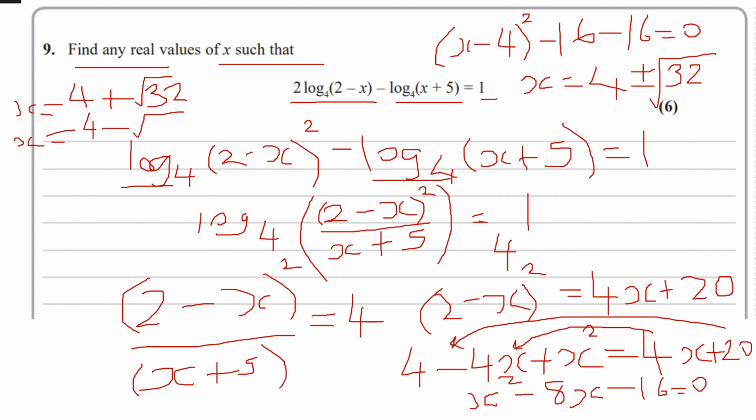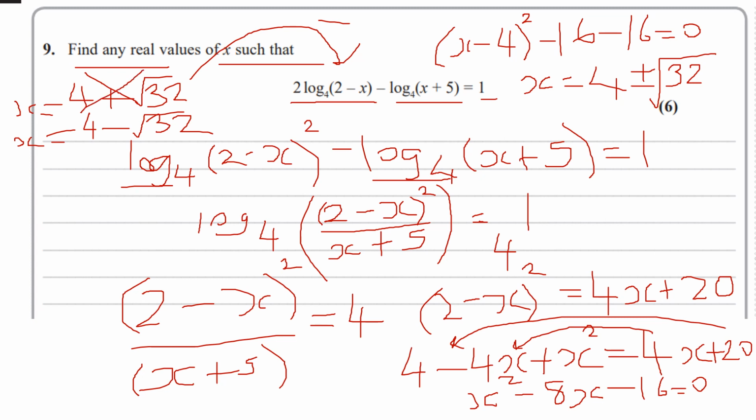Now, why does the question say find any real values of x? Because a logarithm has to be equal to 1 or more. So I can't have a negative logarithm. So what I mean is, if we put this into here, do I get a positive value? Well, I'm going to have 2 minus 4, which is going to be minus 2. And then I'm going to have minus root 32. So this one will actually give me a negative value. So that one I can't actually use. So that one I'm going to have to ignore.